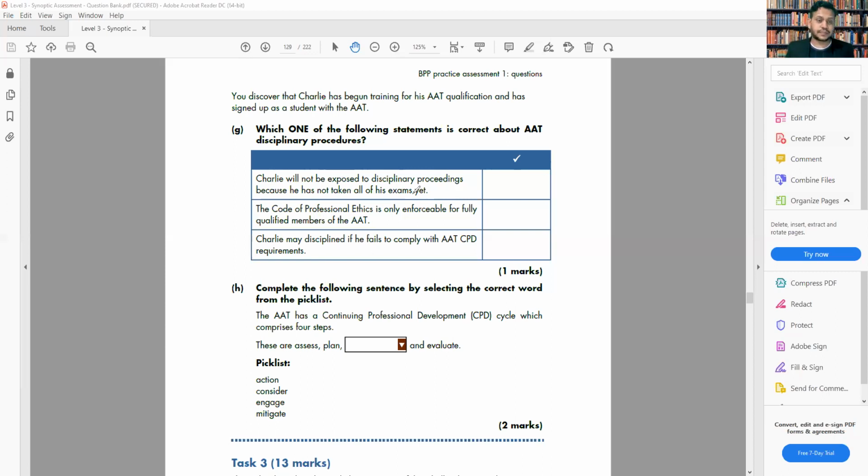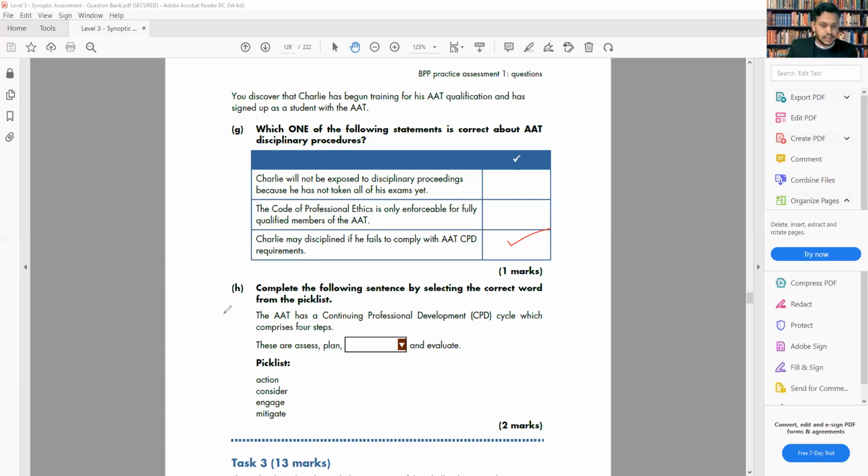That's not correct. They're saying the code of professional ethics is only enforceable for fully qualified members, so only if you are fully qualified do the ethical codes apply to you, and that's not true. Charlie may be disciplined if he fails to comply with the AAT CPD requirement, and of course AAT can take action against him. It doesn't matter whether he's qualified or not.